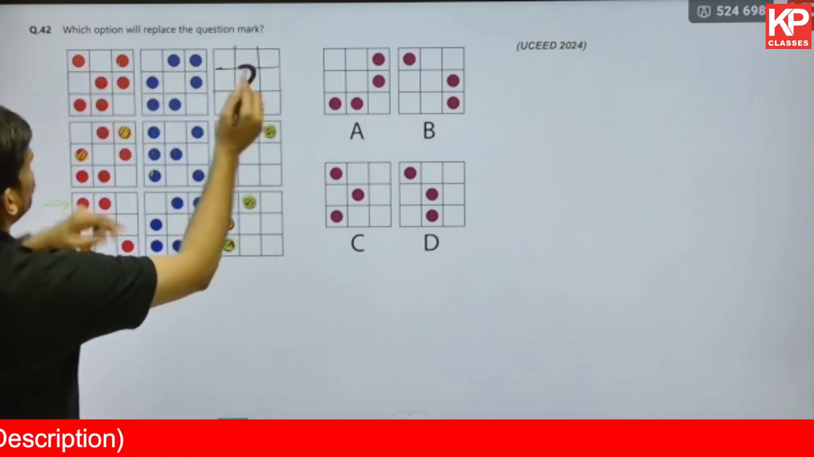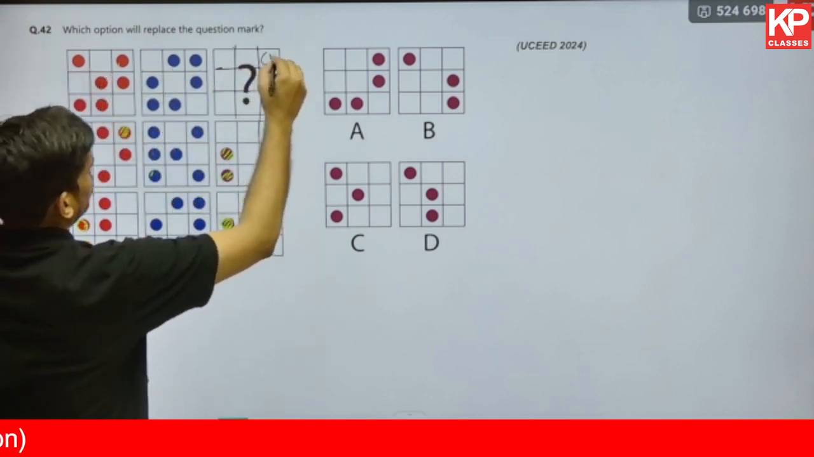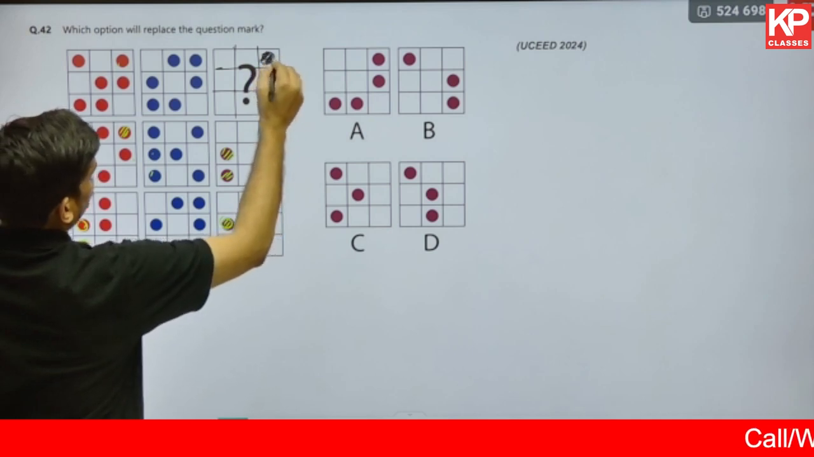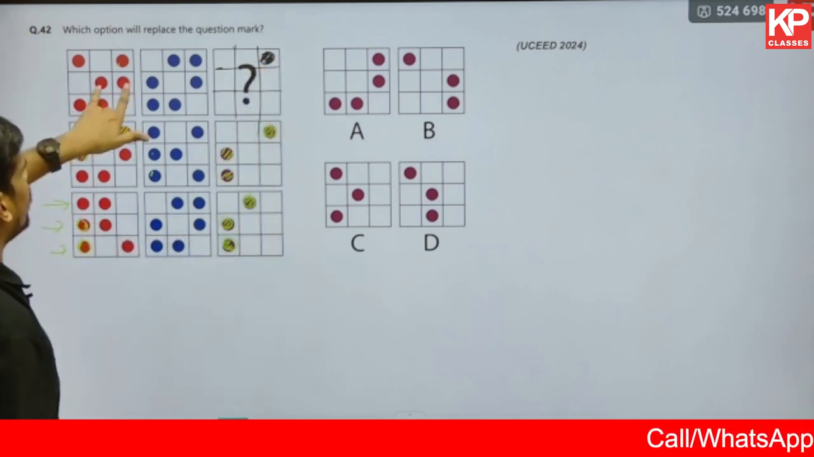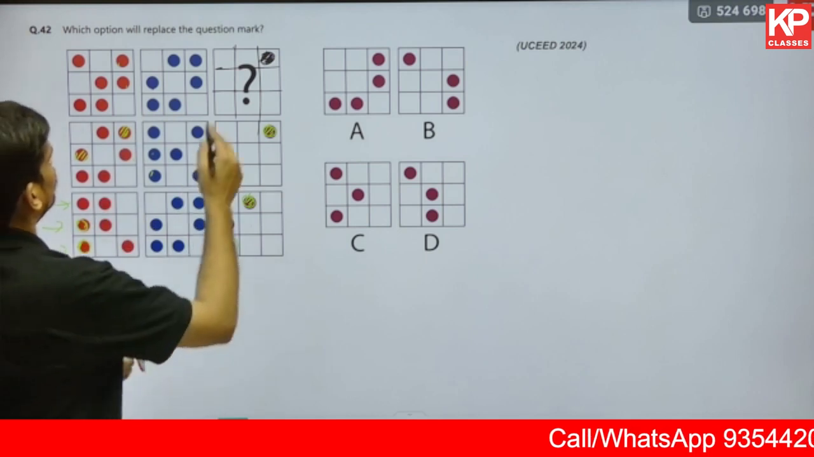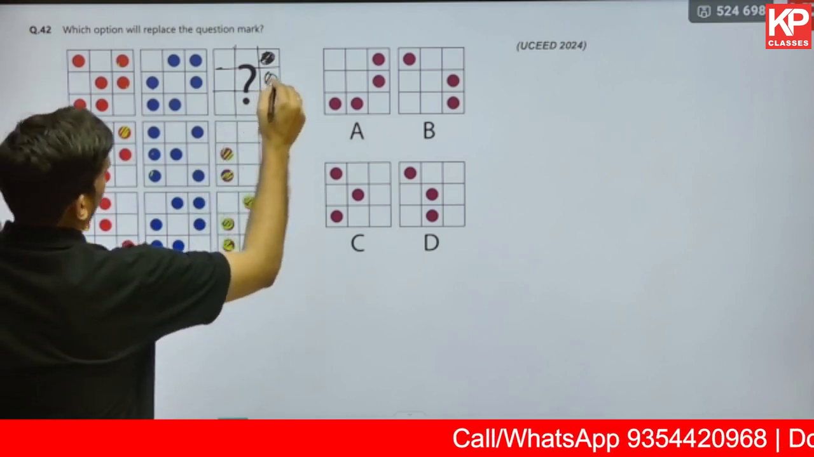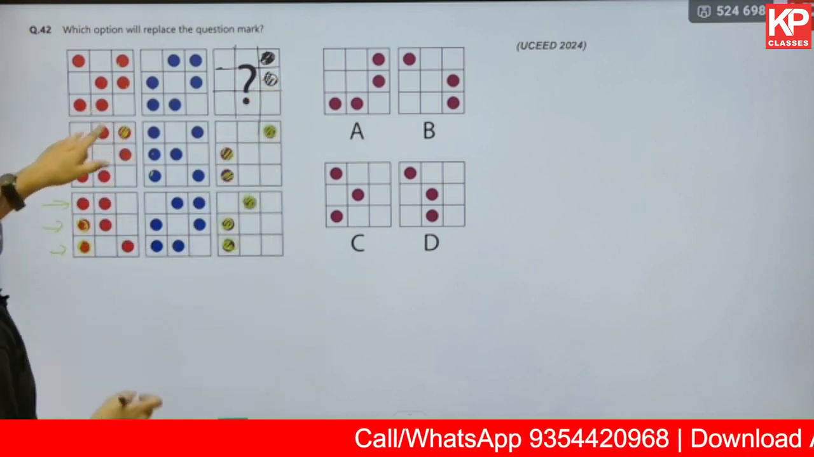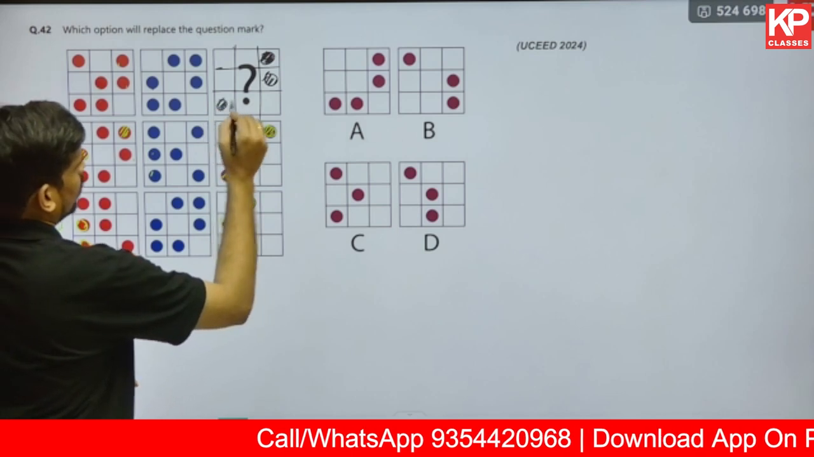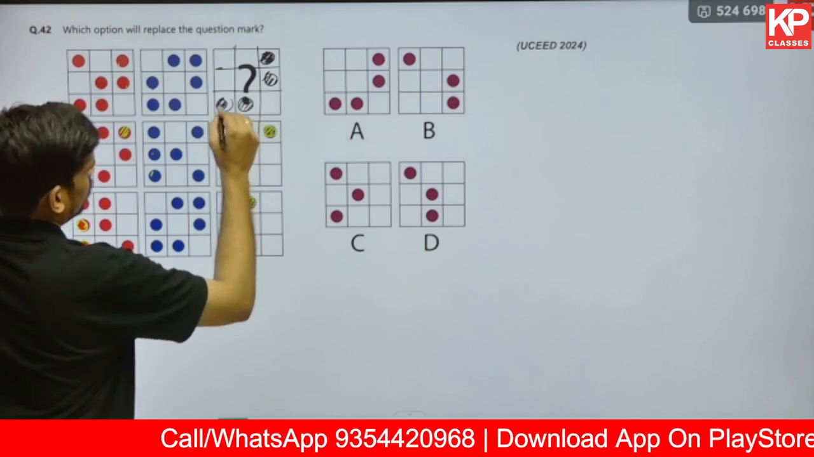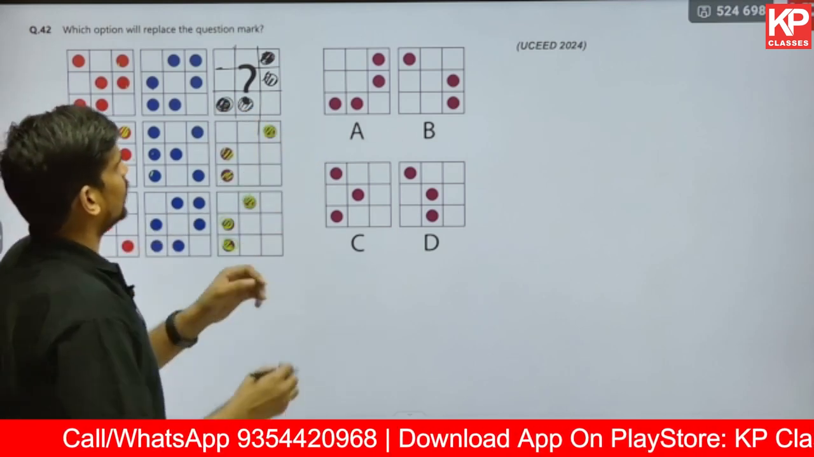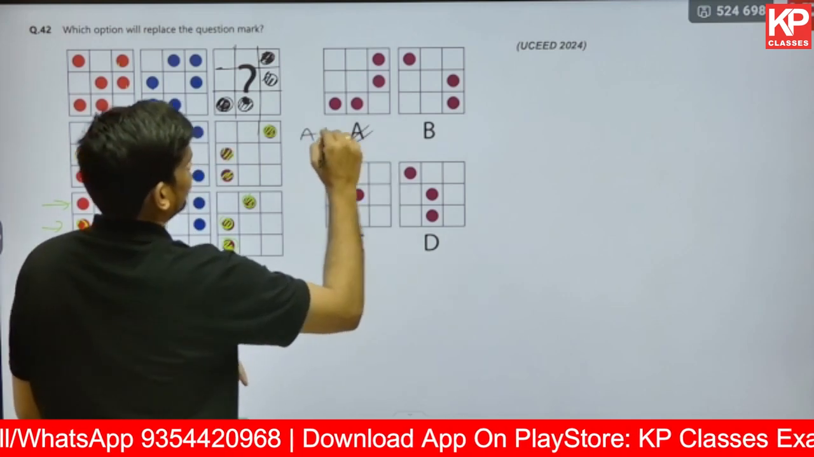What is common in red and blue? This is common, so I need to have a circle over here. Other than that, what is common in the second row? This is common. And in the third row, both are common. So here and also here. So you see my answer is having four circles. So option A is the correct answer.